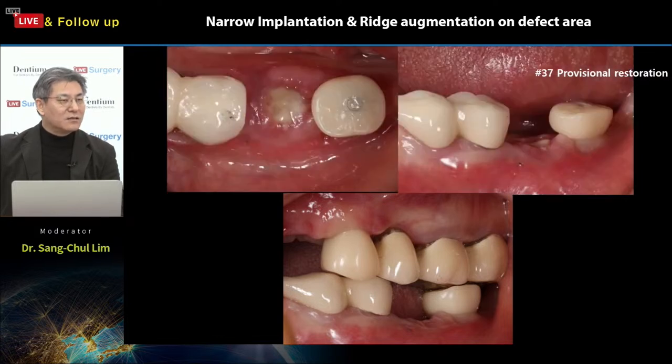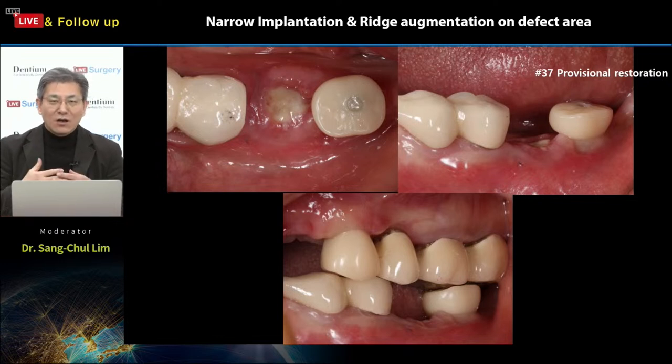Okay, this one is the 37 provisional restoration. 36 is still buried underneath this site because of bone grafting, and only the number 37 area is going to get a provisional restoration with the custom abutment, because these two teeth are very important for the patient. Actually, the patient's first chief complaint was, I want to restore the chewing and masticating function.